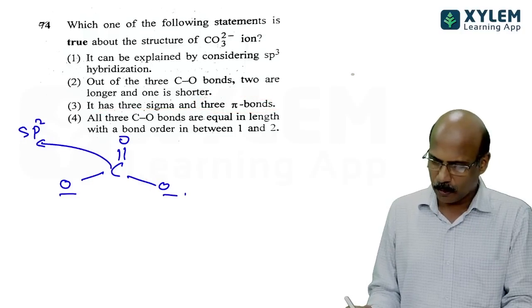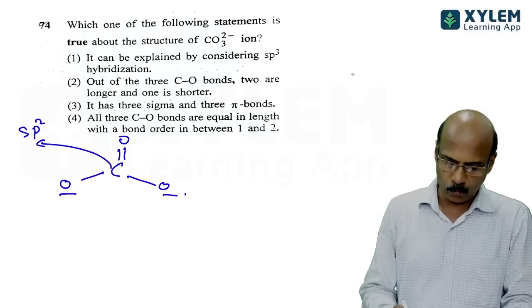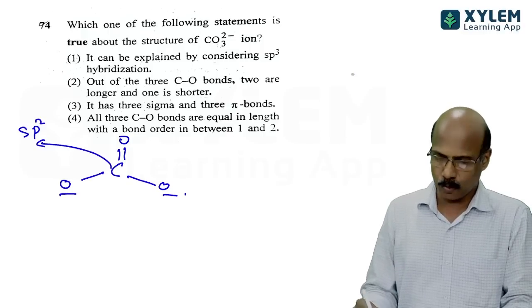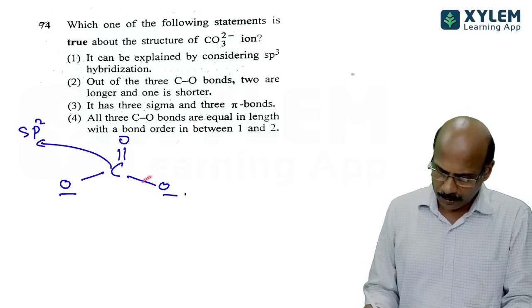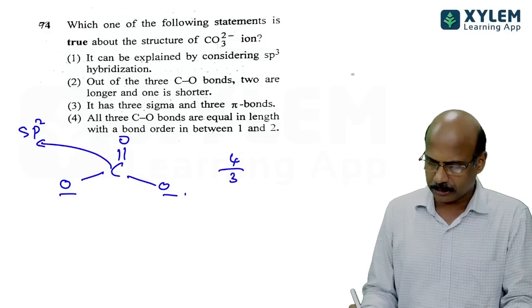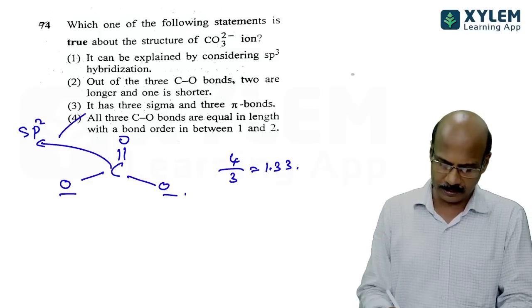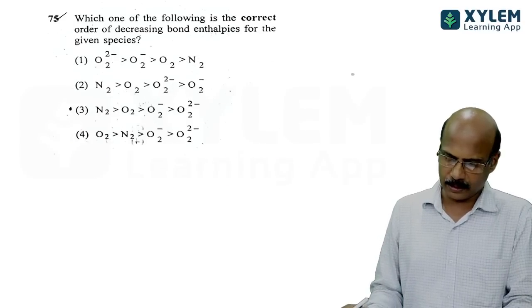All 3 CO bonds are equal, that is correct, and the bond order is what? 4 by 3. How did you get 4 by 3? The 4 covalent bonds, 1, 2, 3, 4, are shared by 3 oxygen atoms. So the bond order is really 1.33. Coming to question number 75.